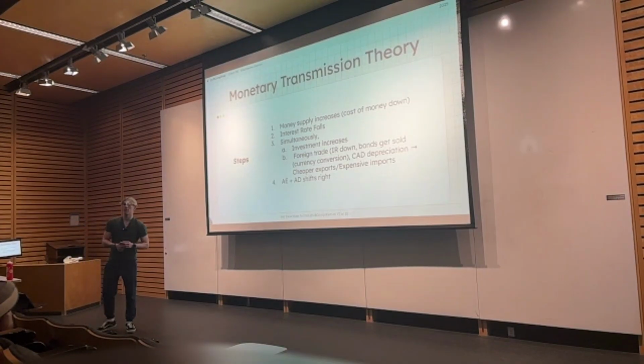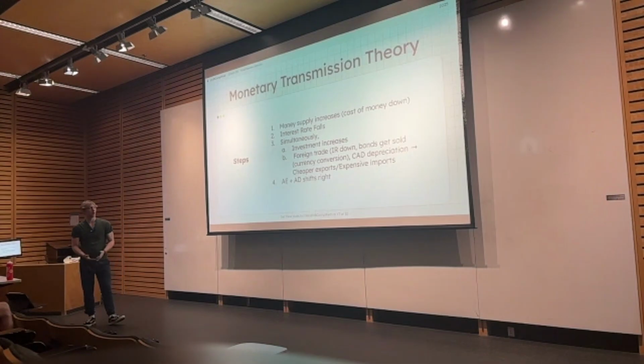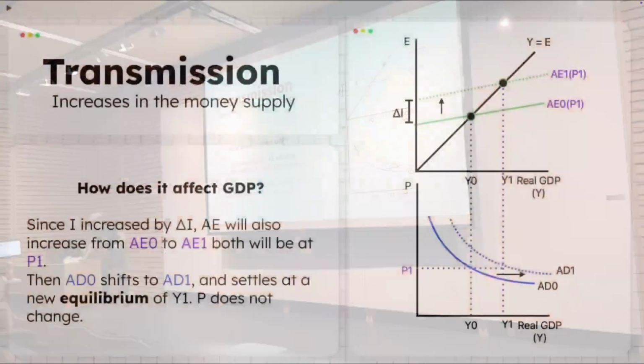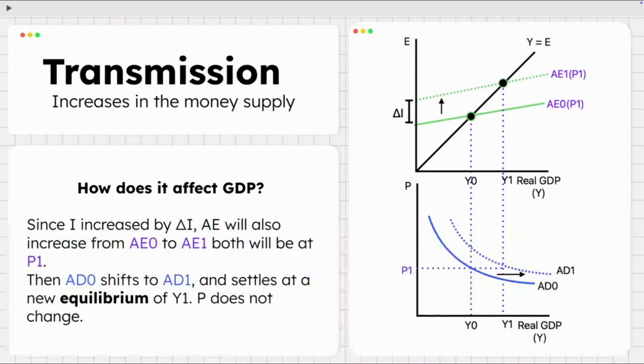So one, when the interest rate falls, investment will rise, and then there'll be foreign trade, so outflows. The interest rate goes down, Canadian bonds are going to be sold because they look less attractive, which means that people will have to sell Canadian dollars, which is going to depreciate our currency. With a depreciated currency, our exports will look more attractive to other countries, and imports will be more expensive because our dollar will be worth less. So both exports and imports will change because of a decrease in interest rates, and that all will mean that aggregate expenditure will increase, which means that aggregate demand is going to increase. So aggregate expenditure rises and aggregate demand shifts to the right because of those two things.